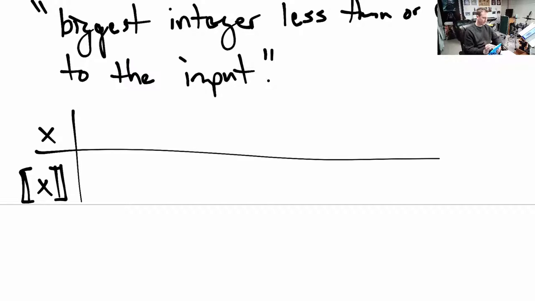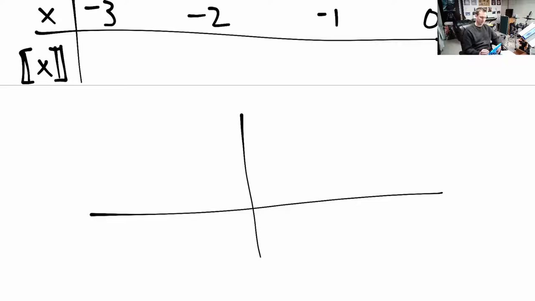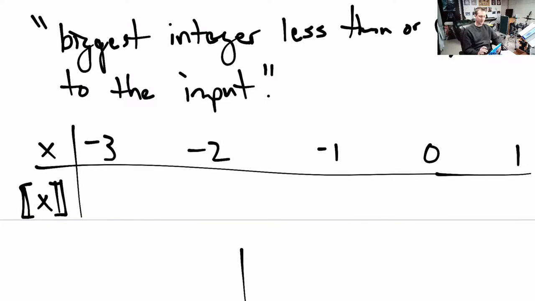All right, so -3, -2, -1. I'm leaving space on purpose here. 0, 1, and we're gonna need some more things here eventually. So here we go. And plot these points as we go. 1, 2, 3. 1, 2, 3. All right. What is the biggest integer less than or equal to -3? It's obviously -3. What is the biggest integer less than or equal to -2? Okay, -2. So these things are all like this. They're all themselves.